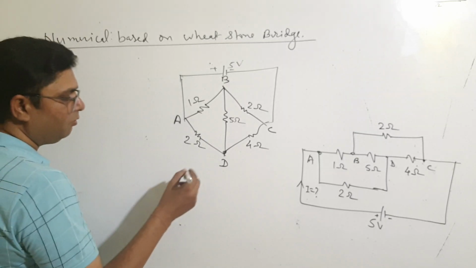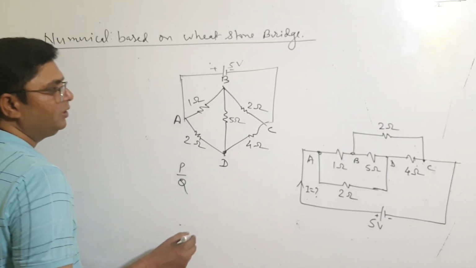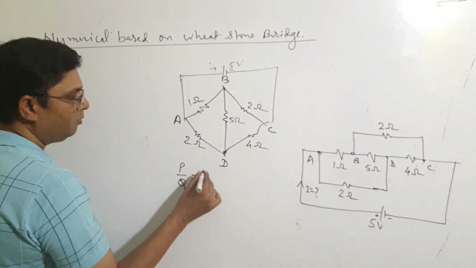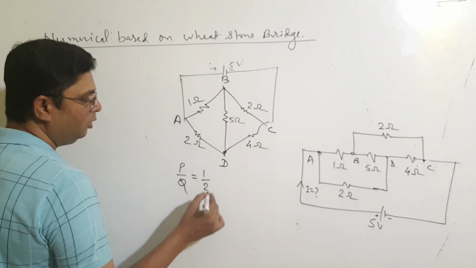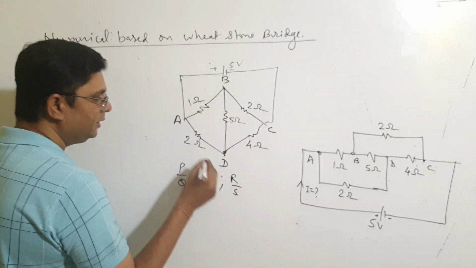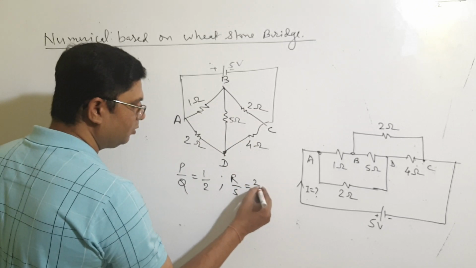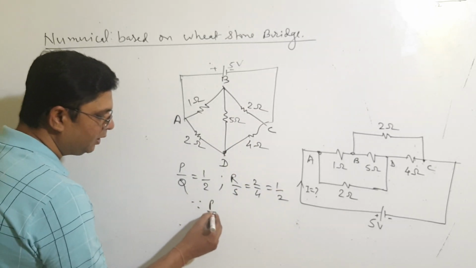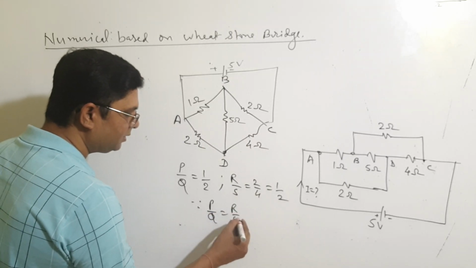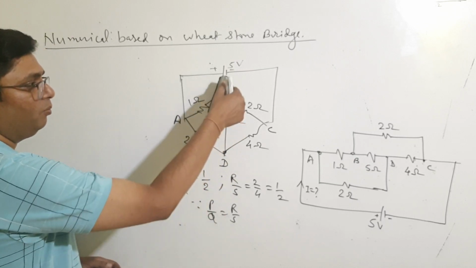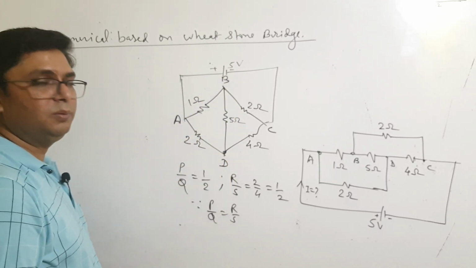First of all, we write P by Q. This is P, this is Q. So P equals 1 ohm and Q equals 2 ohm. Then we write P by Q equals R by S. This is R, this is S, this is equal to 2 by 4. So this is 1 by 2. Since P by Q is equal to R by S, the condition is valid. So no current will flow from B to C. This means that the bridge is balanced.